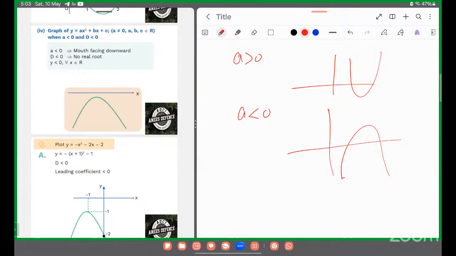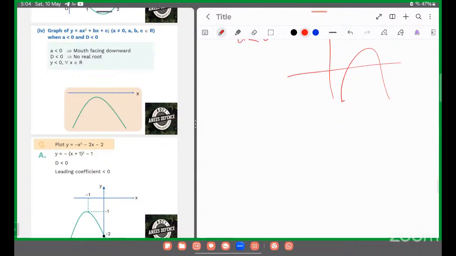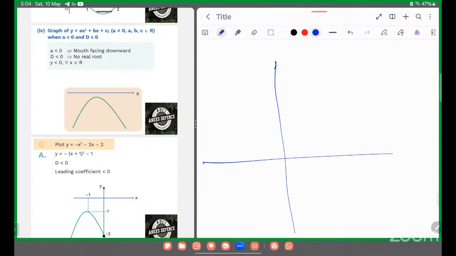When the coefficient of x square is greater than 0, the mouth will be facing upward. That means the positive side of the y-axis. And when the coefficient of x square is less than 0, that means a less than 0, the mouth of the curve will be facing downward. Here also you will be able to get 3 possibilities. First one is like this, the other one is like this, the third one is like this.